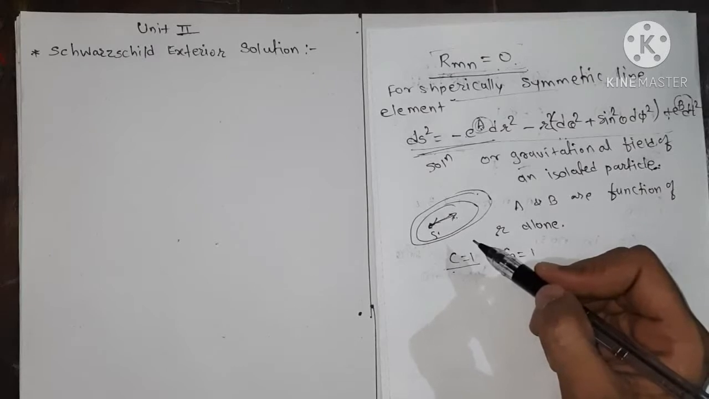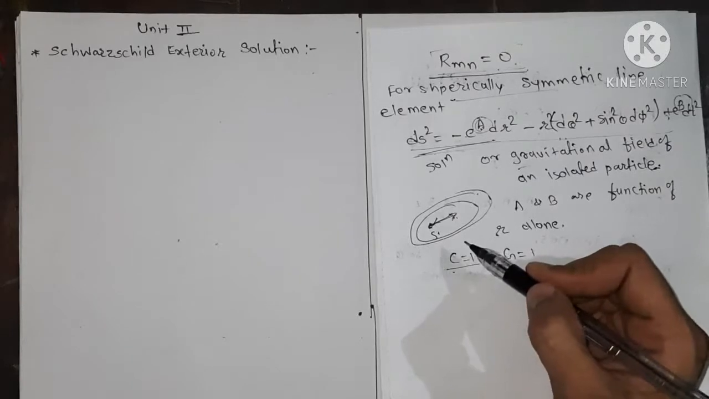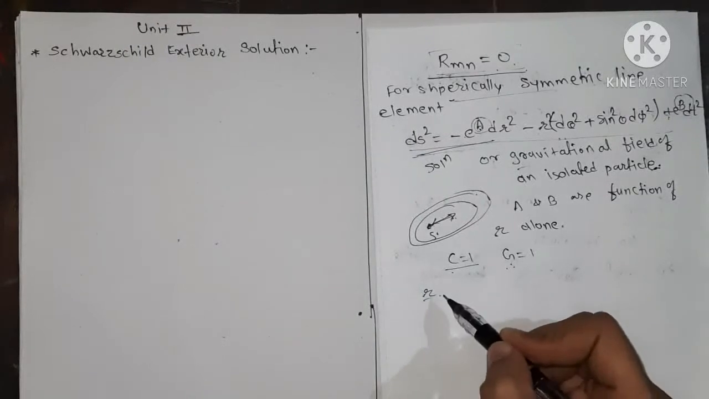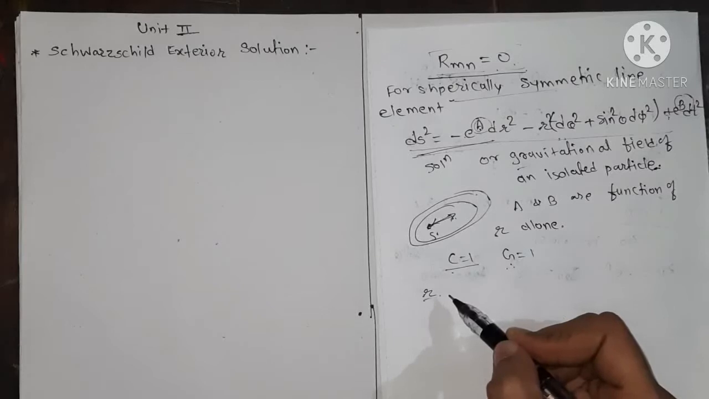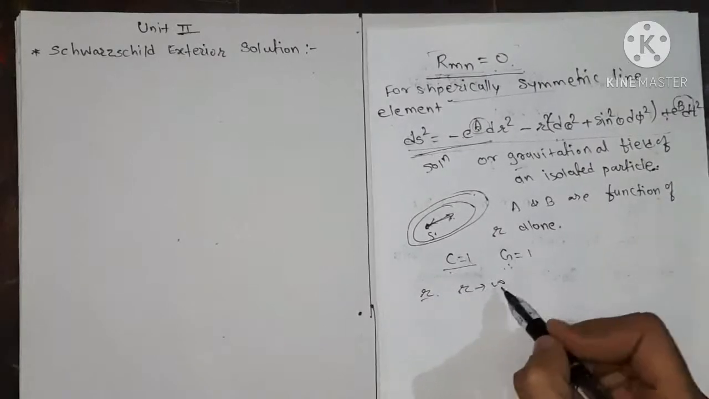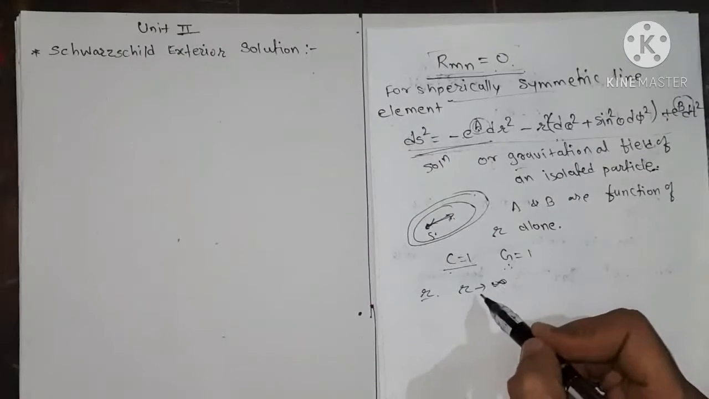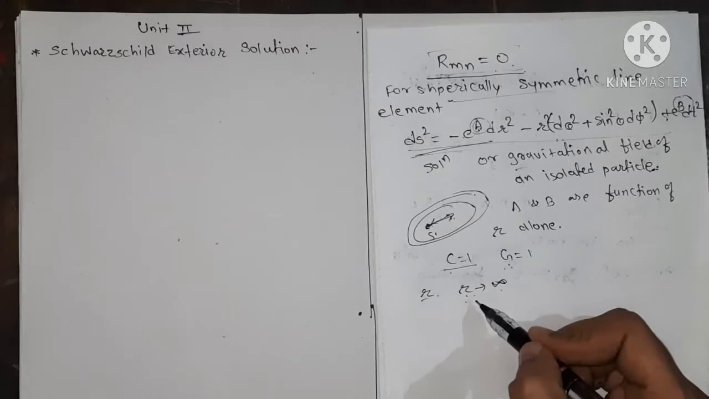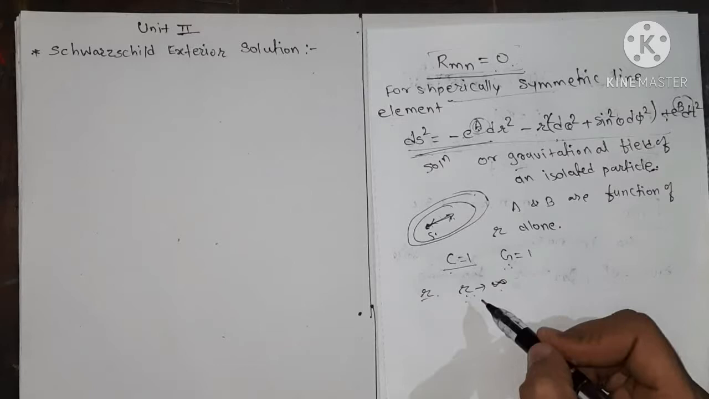So whenever a particle or satellite is sent from the earth, it is moving out of the gravitational field, so it can take its orbit, right? As we know, as r tends to infinity, where r is the distance, that is, we are going away from the particle, the gravitational field reduces, or we can say diminishes.